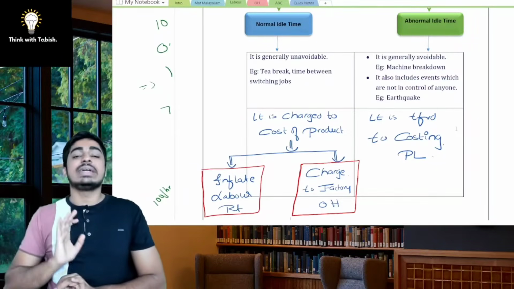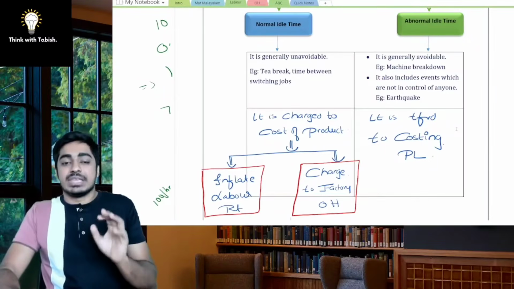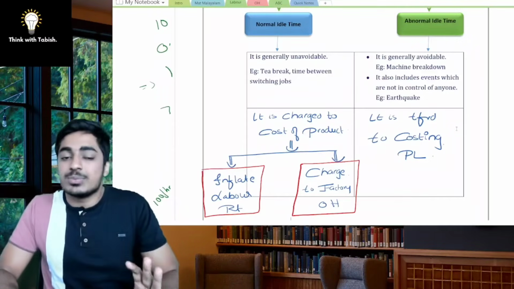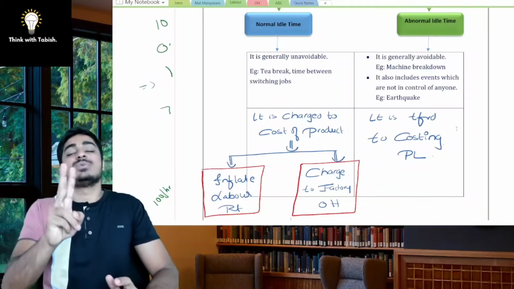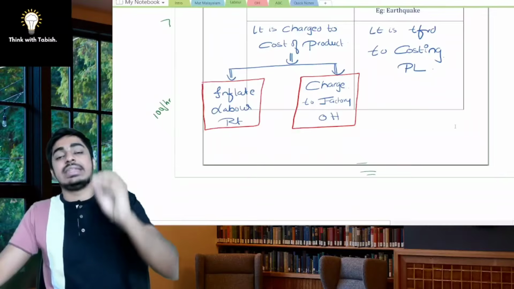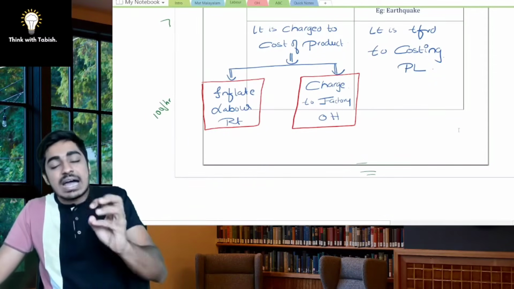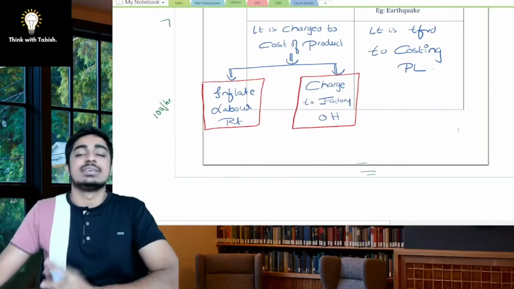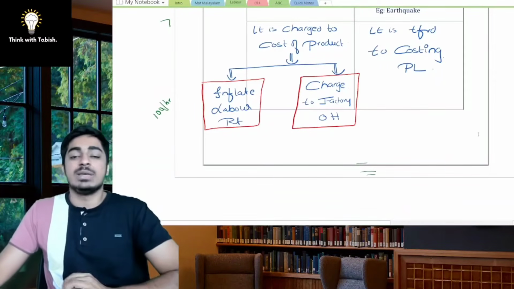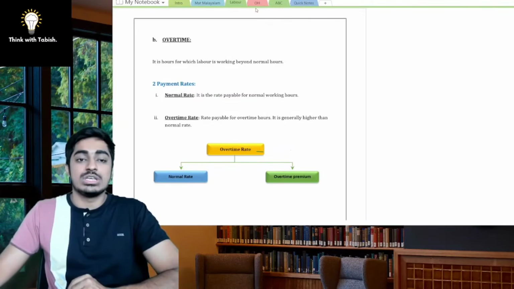Simple. Normal idle time, the amount will be charged to the cost of the product. How can we do it? We have two different treatments. One is we can inflate the labor rate and then show it as direct labor. Or the second one is we can charge that amount to factory overheads. Even if we do that, the amount will be charged to the product. Clear? Then we have overtime. What is overtime?